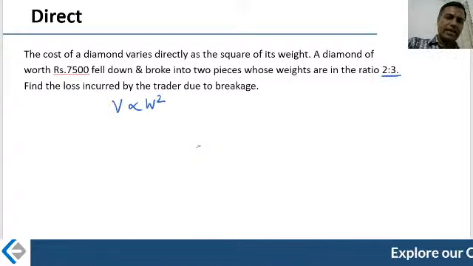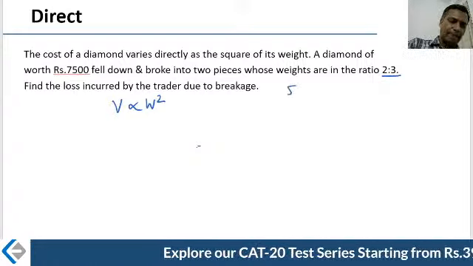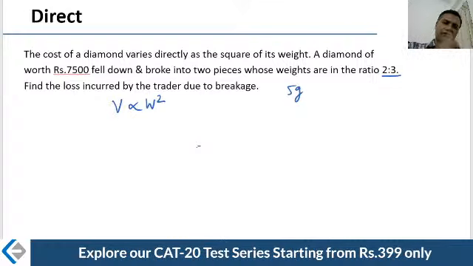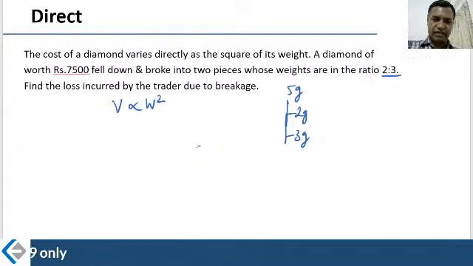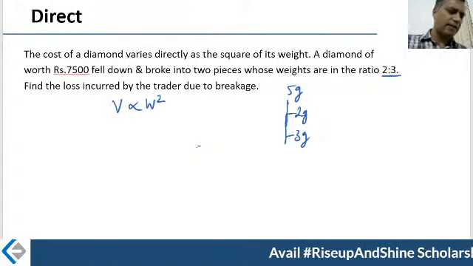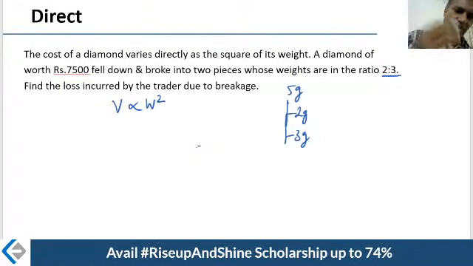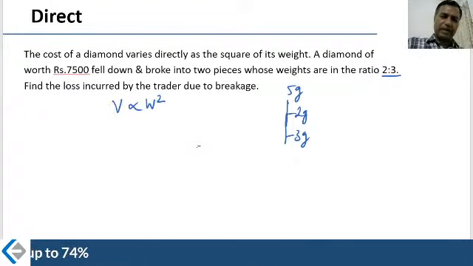Now listen, friends, let me take a 5 gram diamond. It broke into two pieces. One piece has become 2 grams, the other piece has become 3 grams. You may say, why should I take 5 grams, can't I take 50 grams? Proportionally it does not matter, your answer remains the same. That's the beauty of writing the proportion, because it's a scaling factor.